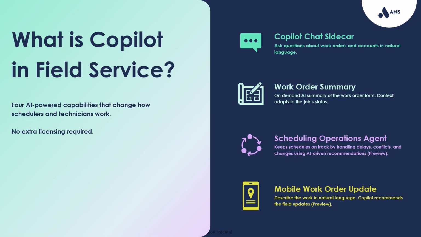Third, the scheduling operations agent, AI-driven scheduling that handles routine dispatch decisions automatically. And finally, mobile work order updates, where a technician describes what they've done in plain English. Copilot recommends the field updates, they confirm, and the work order is closed. I'd also like to mention that all 4 of these capabilities do not require any extra licensing. So that's 4 capabilities. Let me show you each one in the platform.